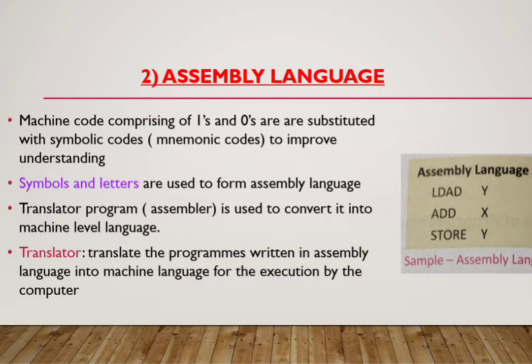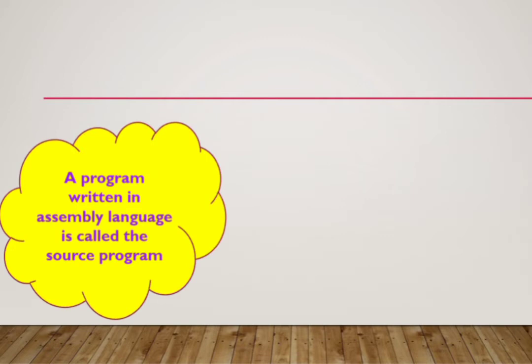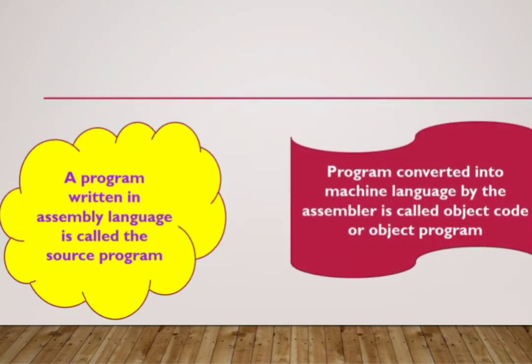So, translator. What do you mean by translator? A translator translates programs written in assembly language into machine language for execution by the computer. Assembly language is a second generation language. A program which is written in assembly language is called a source program. The program converted into machine language by the assembler is called object code or object program.